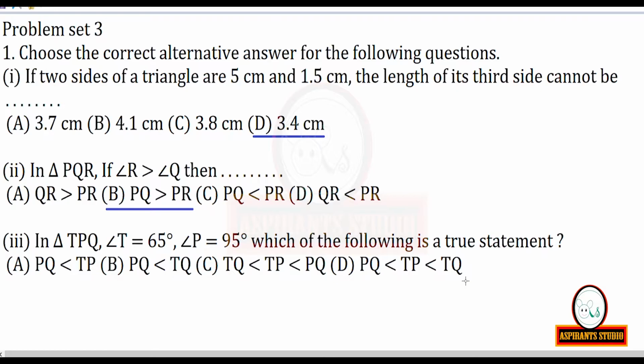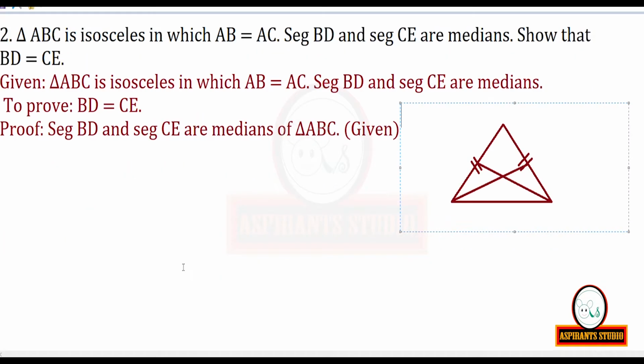Now third one. Here the measure of angle T is given to be 65 degrees, measure of angle P is 95 degrees. So the measure of angle T is less than the measure of angle P. So opposite to T we have the side PQ, opposite to P we have the side PQ. So a similar property has to be applied over here.